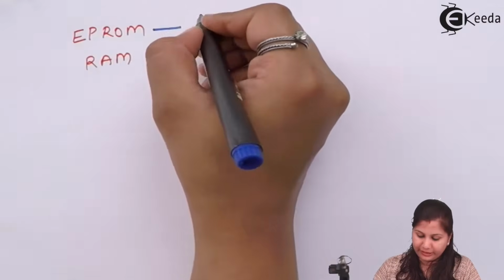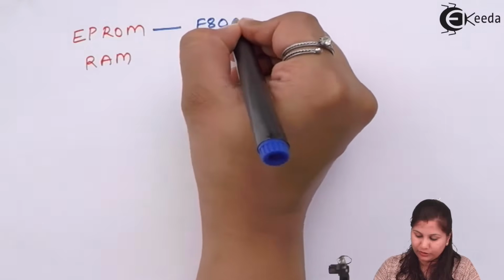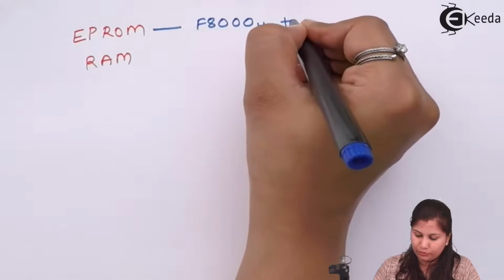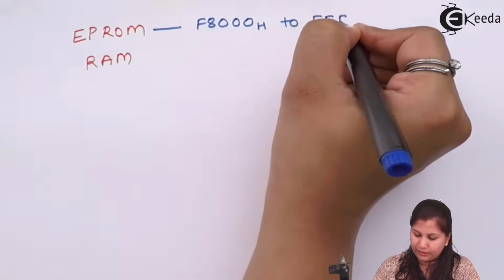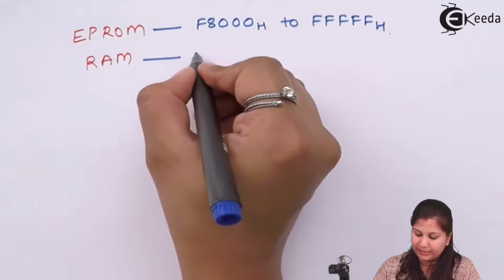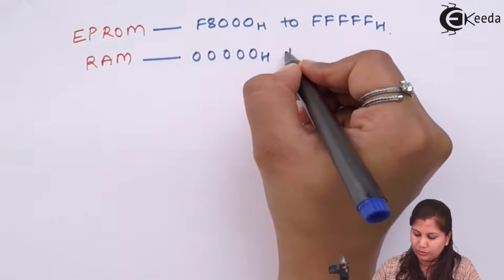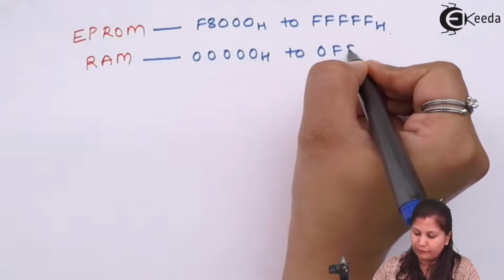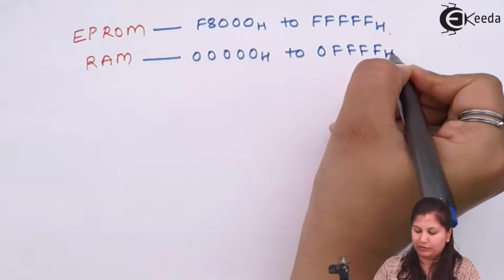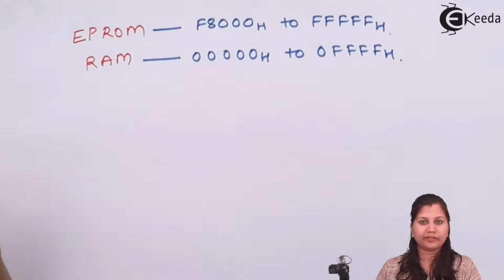For EPROM, we are getting the address range. Starting address is F8000H to FFFFH. And for RAM, we are getting 00000H to 0FFFH. So address range for the ROM and RAM we have got.